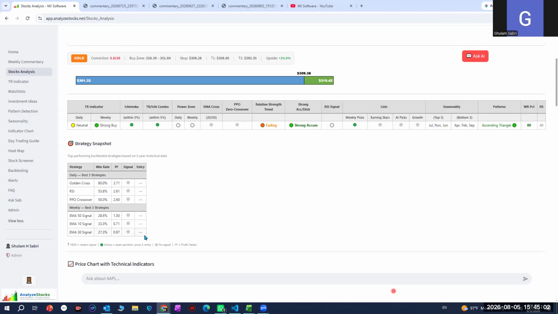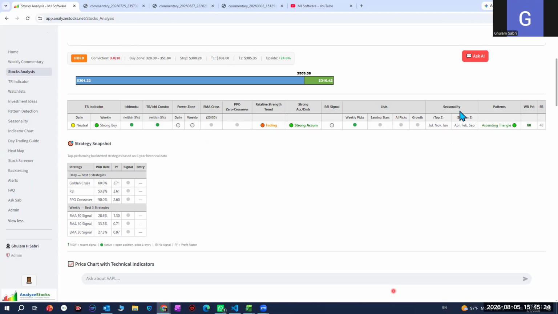Below here, we test 13 different strategies on the daily as well as weekly time frame to see if any of these strategies give us some good signal for Apple or trigger some signal. I'll come back to it in detail. I know it's a lot of stuff. I don't want to overload or overwhelm people with so much information.